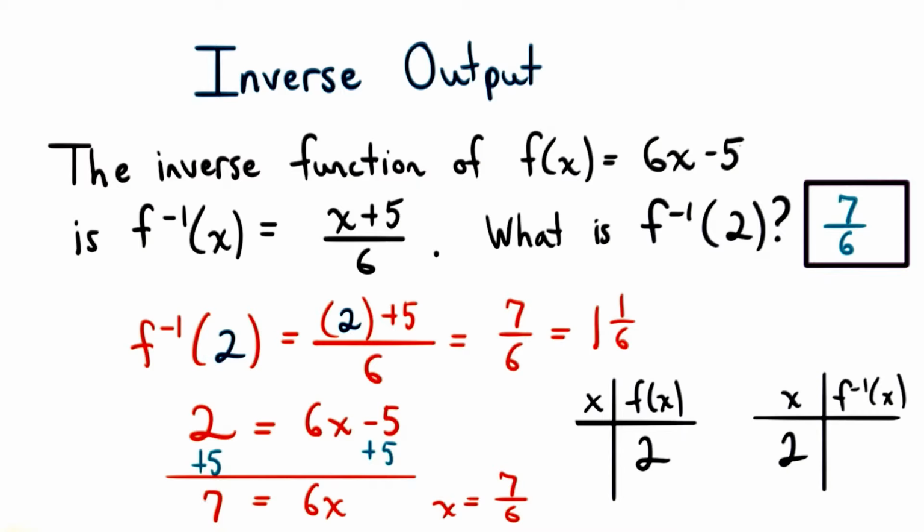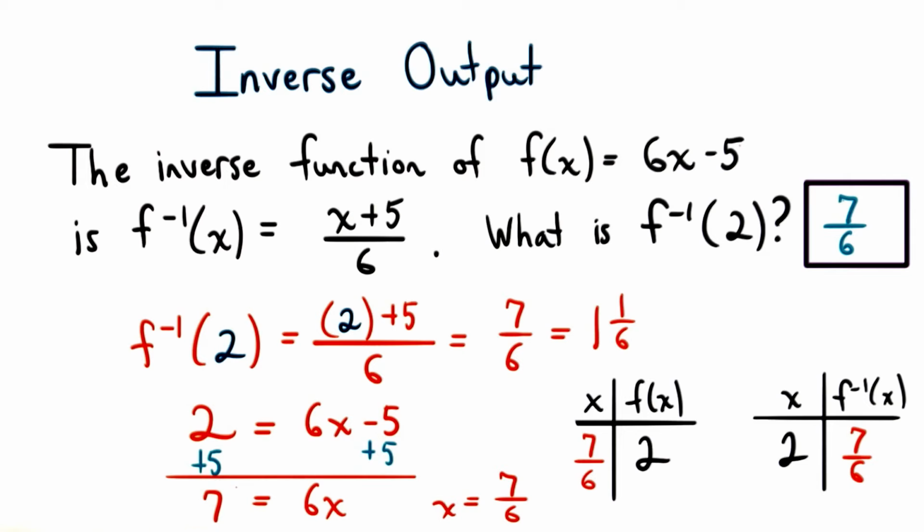Letting this f of x equal 2, we can now solve for x. We'll have 6x equal to 7, and then we'll divide both sides by positive 6 to get x equals 7/6. Since x is the input for the original function, we know this will be the output for our inverse function. Remember that the x and y coordinates will always switch for the function and its inverse.